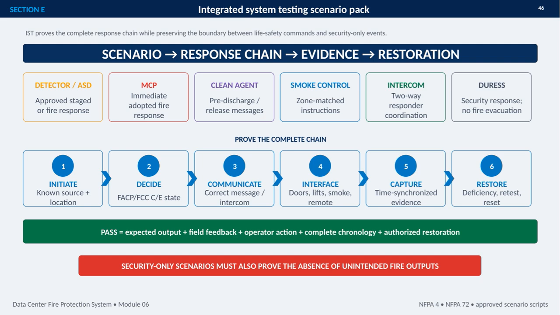For every scenario, we initiate from a known source and location, confirm the FACP or FCC state, verify the correct message or intercom response, and check connected interfaces such as doors, lifts, smoke control, and remote systems. We then capture time-synchronized evidence, address any deficiency, retest, reset, and document authorized restoration. A test passes only when the expected output, field feedback, operator action, complete chronology, and restoration are all demonstrated. Security-only scenarios must also prove that unintended fire outputs did not occur.